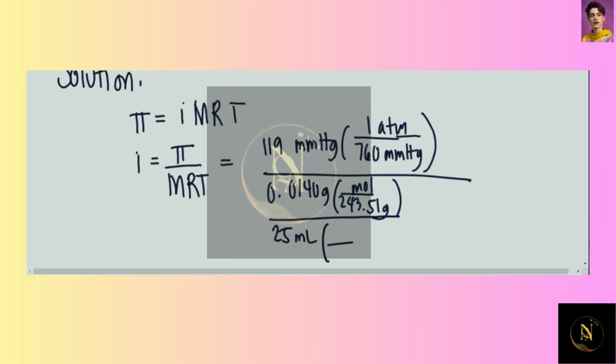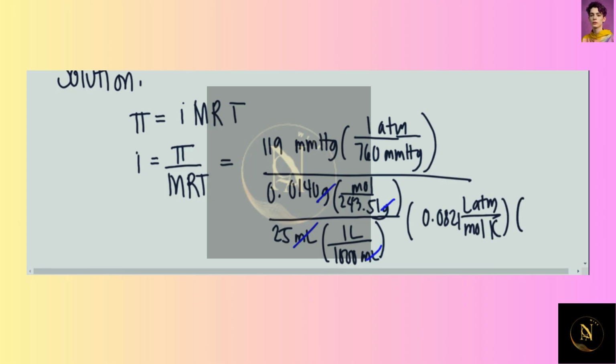So convert this to liters, because this is molarity and molarity is moles per liter. 1000 mL is 1 liter. Okay, so cancel this. That's the molarity. And then R is 0.0821 liter atm per mole Kelvin.